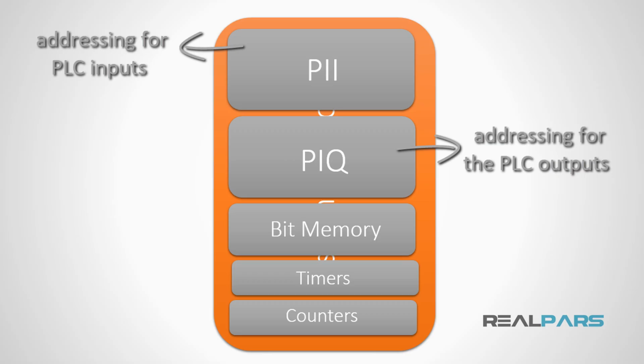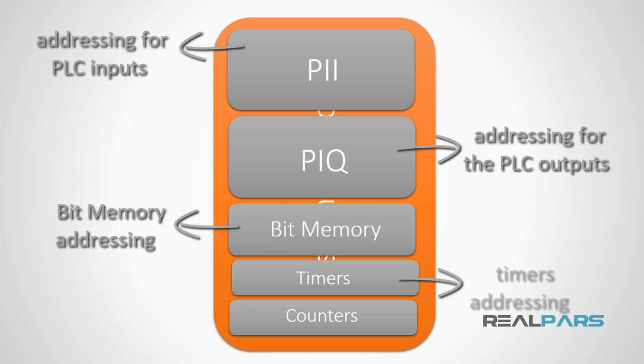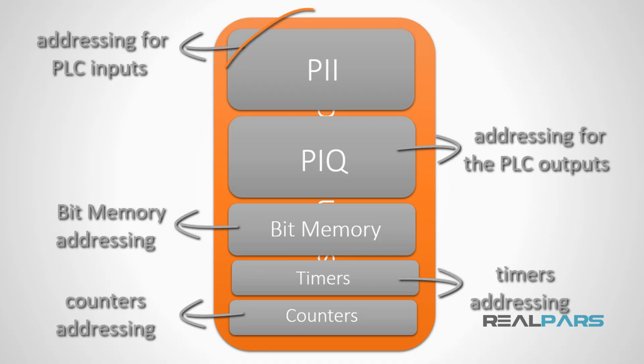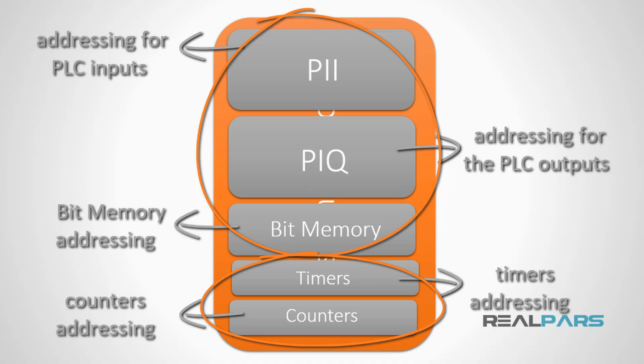When we are programming, the bit memory environment is for bit memory addressing, the timers environment is for timers addressing, and the counters environment is for counters addressing. In this lesson, we will learn how to do addressing for inputs, outputs, and bit memories. In the next lesson, we will learn how to do addressing for timers and counters.